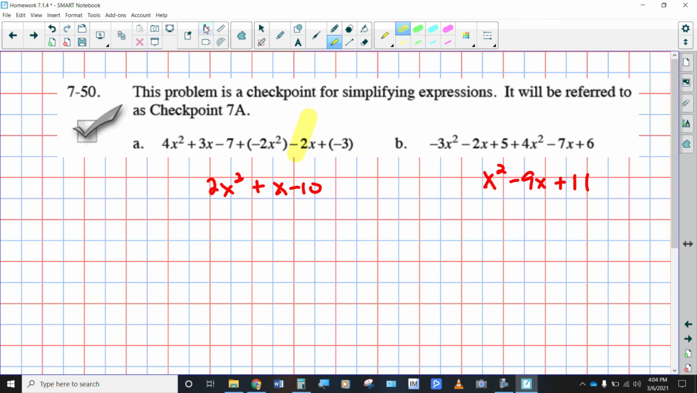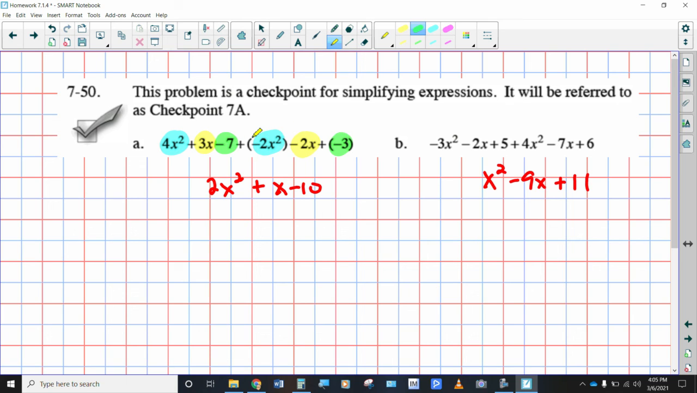Checkpoint problem. At this point of 7th grade math, you are expected to be able to combine like terms, whether they are positives or negatives. So let's go through, count up all of our x squareds, let's add up all of our x terms, and let's add up all of our constant terms. 4x squared and negative 2x squared, remember you add the coefficients together. 4 plus negative 2 is positive 2. 3 plus negative 2 is positive 1.